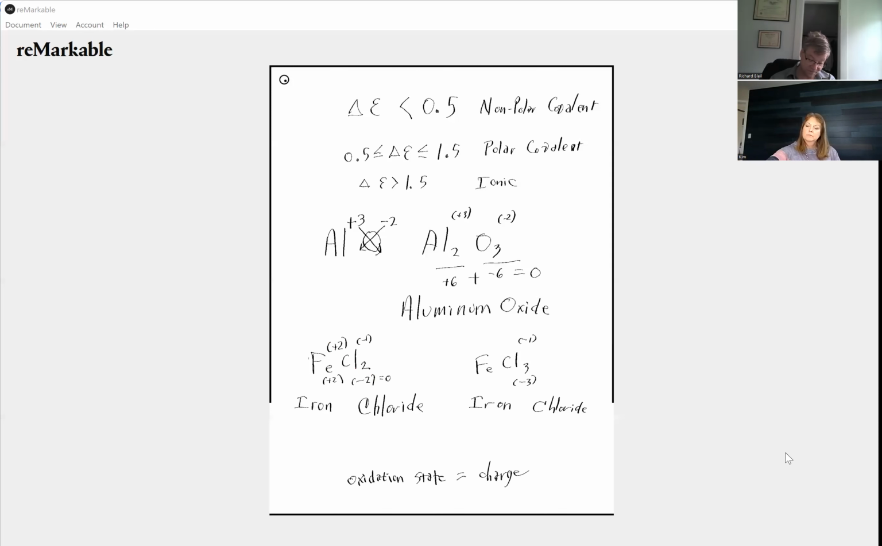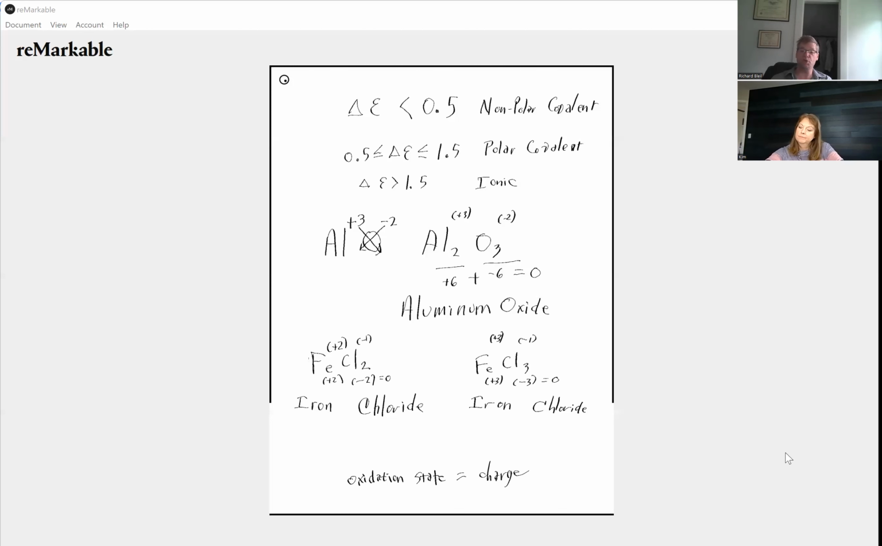And on the right, must be +3. Yeah. Has to cancel that -3 charge. Each chlorine is -1, but there are 3 of them, -3 charge. Therefore, the iron must be +3.